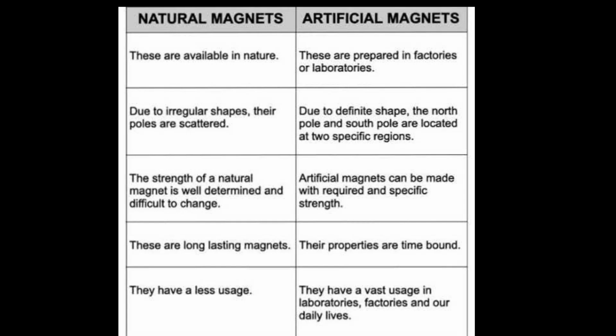Natural magnets are long lasting, whereas artificial magnets are man-made, so their properties are time bound. Natural magnets are of less usage, so humans established artificial magnets. They have vast usage in laboratories, factories, and our daily life.